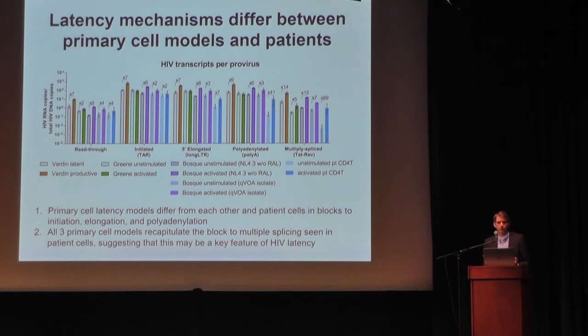There are very interesting differences between the models. For example, in the model from Warner Greene's lab, when we activated the cells, we saw no difference in initiated or elongated or polyadenylated HIV transcripts, and the only thing we saw is an increase in multiple splicing, suggesting that in this model, the main thing that's maintaining latency is a block to multiple splicing. In contrast, when we looked at Eric Verdin's model and Alberto Bosque's model, we saw that the activated or productive cells had more initiation as well as an even greater increase in multiple splicing. And indeed, one of the most interesting things to come out of these models is that in all of these models, there's a reversible block to multiple splicing, suggesting that this really may be a key feature of HIV latency in primary cells.